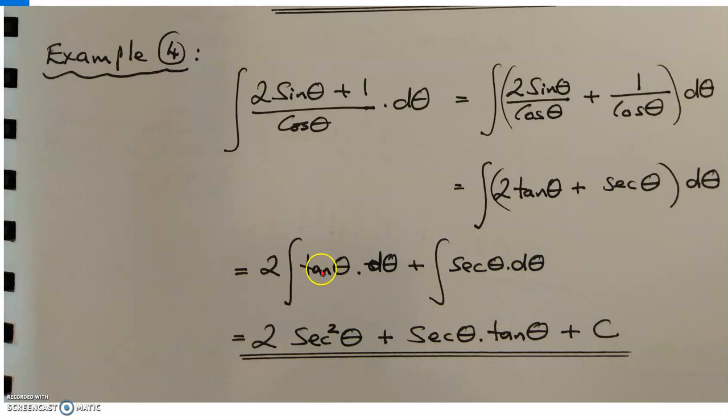Well, when we integrate tan, you should now know from your table of integrals of trig functions that if you integrate tan, you get sec squared theta, and if you integrate sec, you have sec theta tan theta. So the final answer to this one is 2 sec squared theta plus sec theta tan theta plus the constant of integration. Okay, that's it, guys.